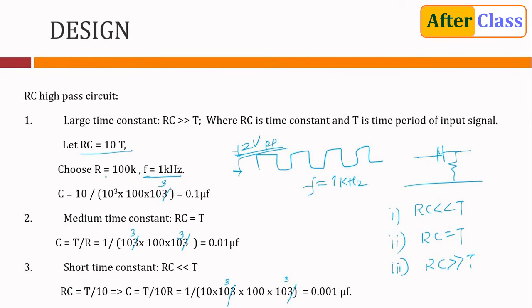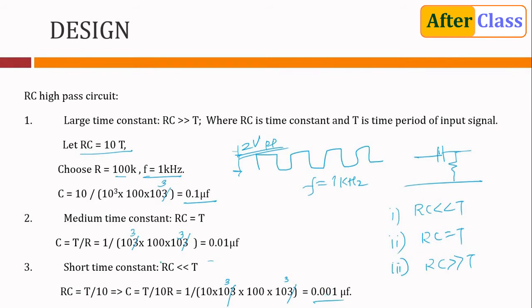Isolate with R equals 100k, F equals 1k, substitute in this expression and get the value of C. C is 0.1 microfarad. For medium time constant, that is RC equals T, it is similar. And for RC very much less than T, the value of capacitor turns out to be 0.001 microfarad. So these are ceramic capacitors. How to decode them has been explained in the demonstration video.